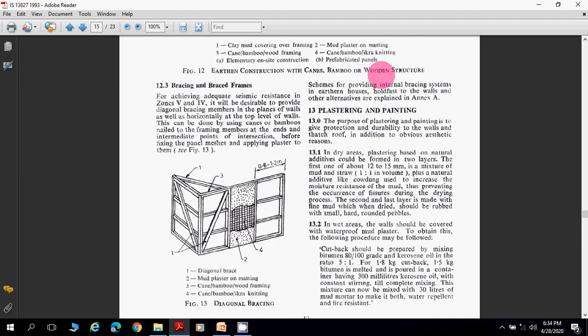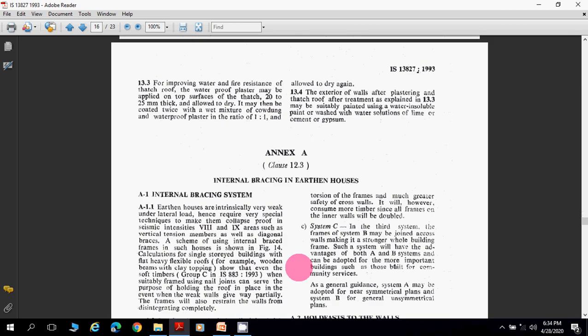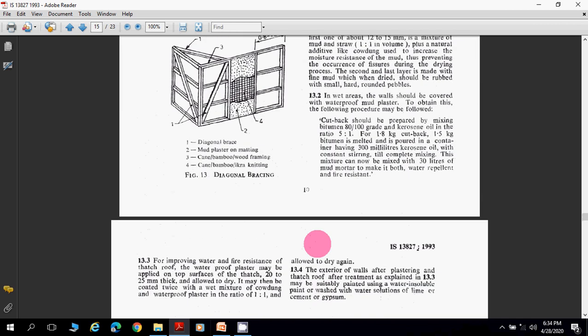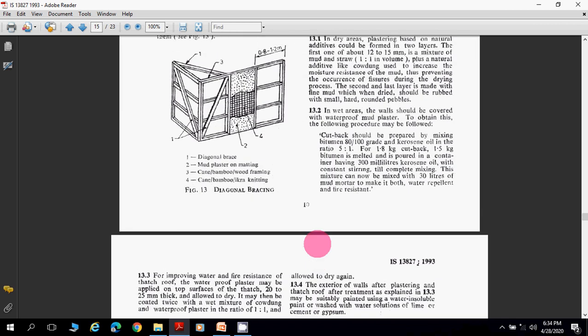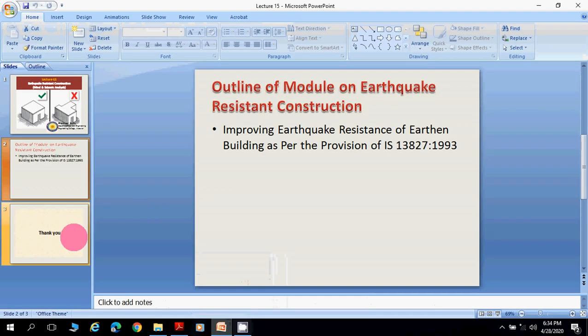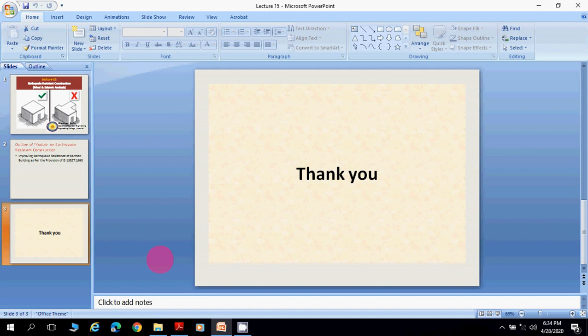Bracings and brace frames are provided to achieve adequate resistance in zone number 4 and zone number 5. The wooden members or timbers are provided as diagonal bracings, so they can improve the seismic resistance of the building. Then plastering and painting are done, and this is how the earthquake resistance of an earthen building can be improved. Thank you for watching this.